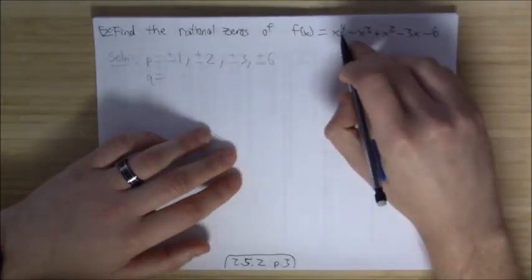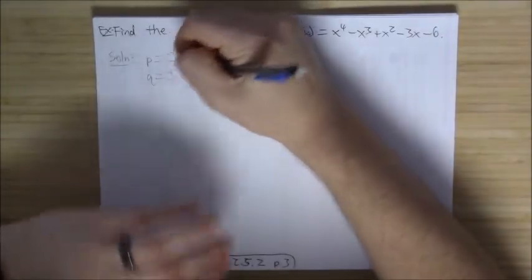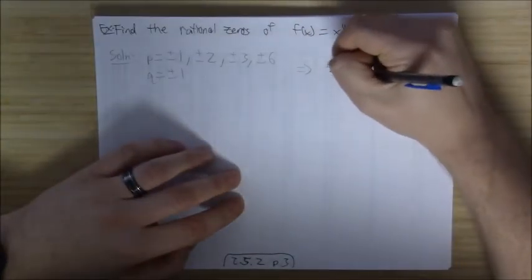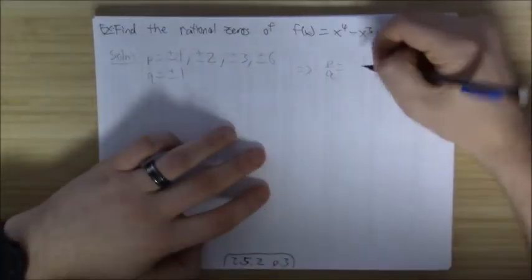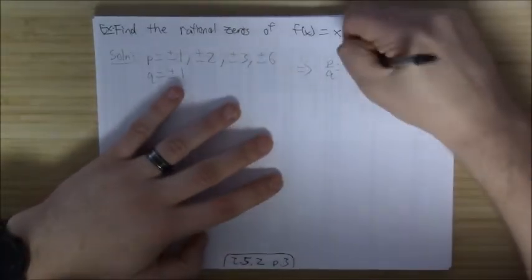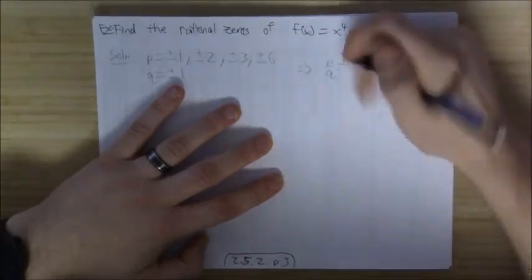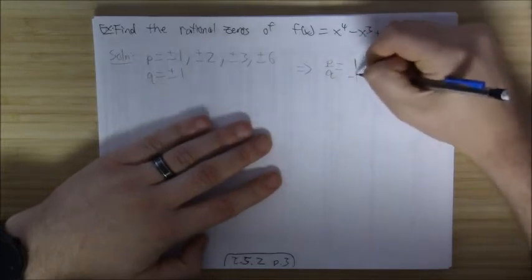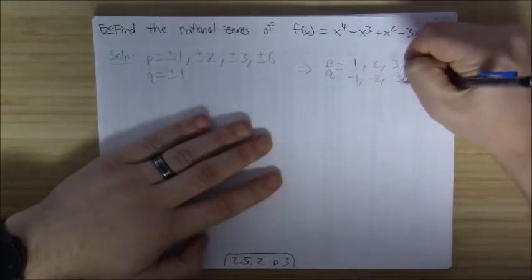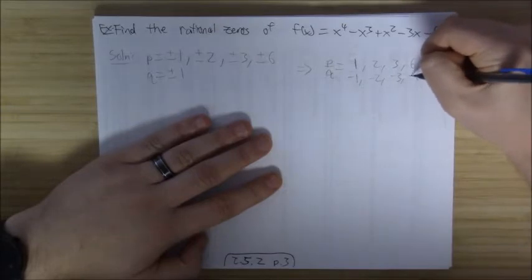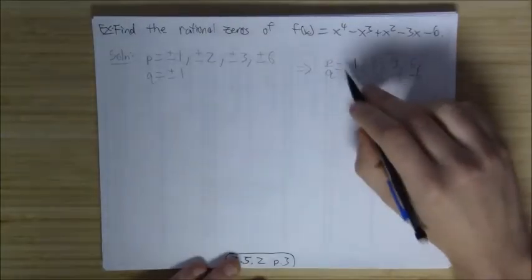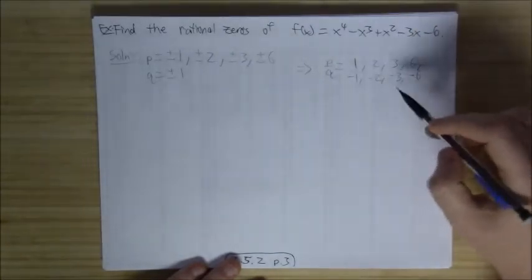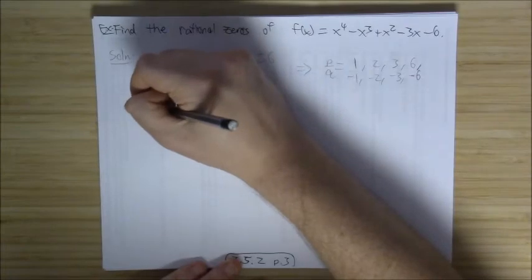Q, on the other hand, the factors are positive 1 and -1. Well, p over q, then, the possible rational zeros are plus or minus 1. Let's write it this way. It's the way WebAssign likes it. 1, 2, 3, 6, -1, -2, -3, and -6. And so now we get to have the fun of plugging each of those in. So let's start testing.